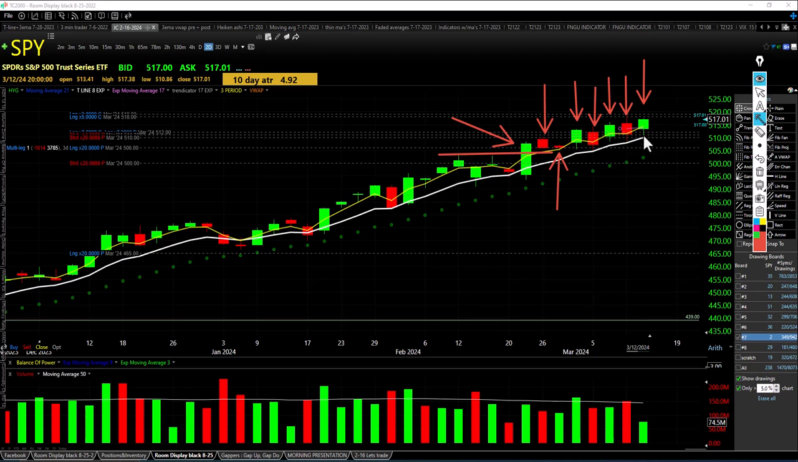Okay? Makes a higher low. What do you think is going to happen tomorrow morning? I'm looking for this thing to make the higher high, right? That's what I'm looking for. That's why I'm holding my calls. I'm looking for the higher high right into this.